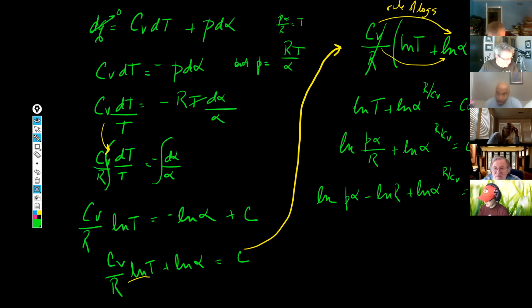Isn't this funny? But what's the natural log of R? It's just another constant. I bring it to the other side. It's just another constant because it is a constant. So now I have the natural log of P alpha plus the natural log of alpha to the R over CV. And now here's another stupid trick. See, I did a lot of stupid tricks when I was young.